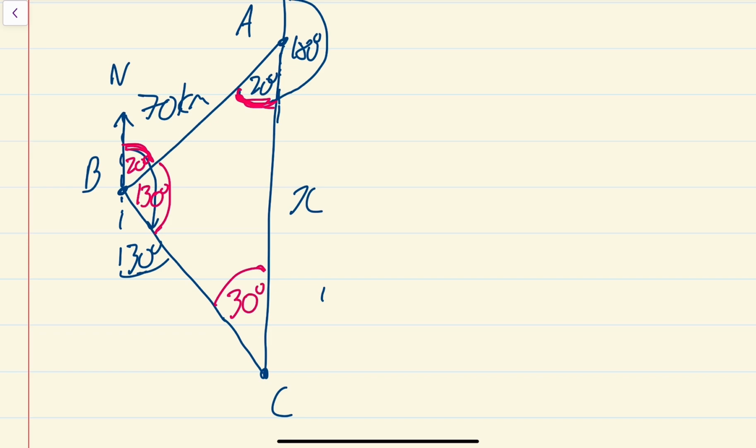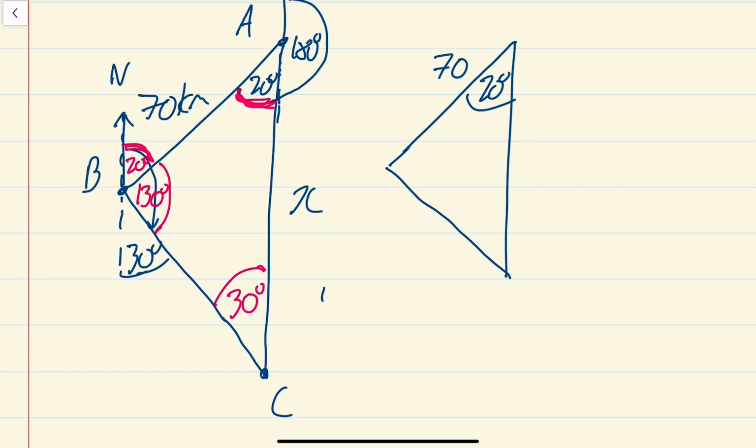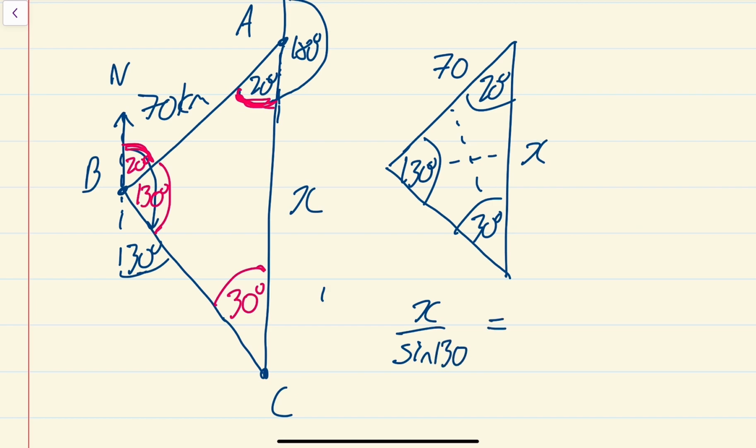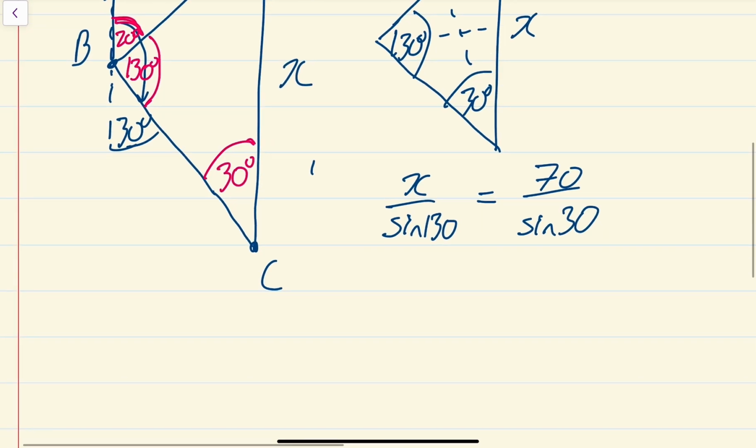So we're actually in sine rule territory here. Let's just draw that triangle again. Let's just keep the important stuff. That's 70 kilometers, that's 20 degrees. Here we had 130 degrees, and this one then was 30 degrees, and we want to find our side x. So I've got my x and its opposite angle, and I've got 70 and its opposite angle, so I could just say x over sine of its opposite angle, sine of 130, is equal to 70 over sine of its opposite angle, which is 30.